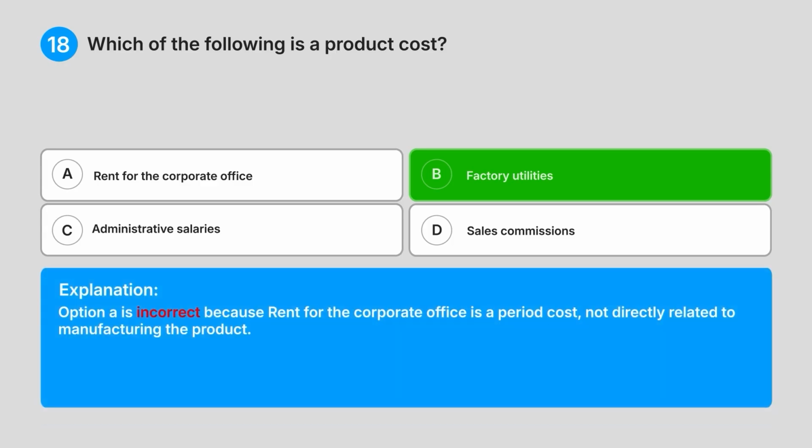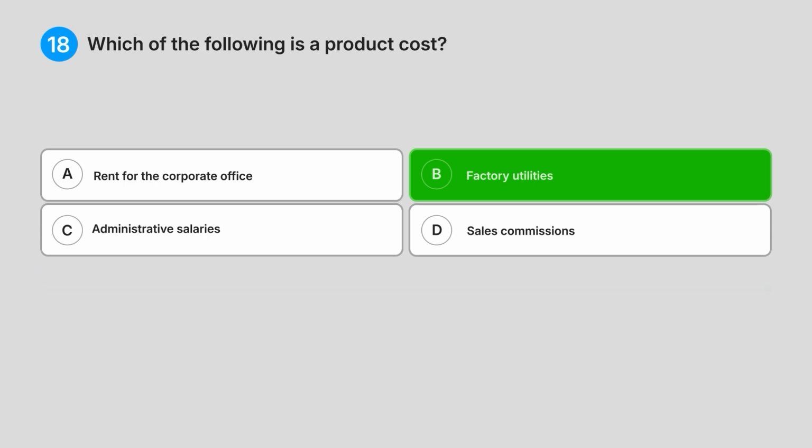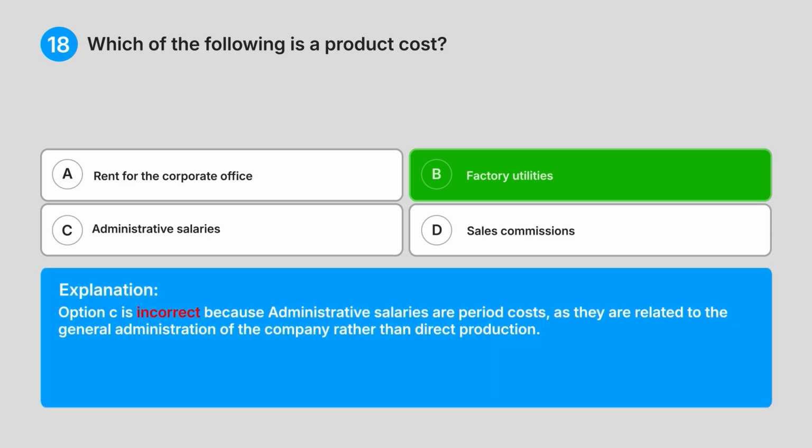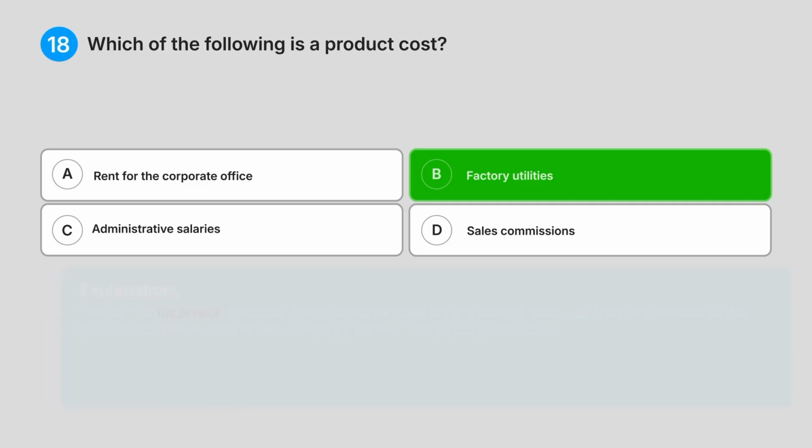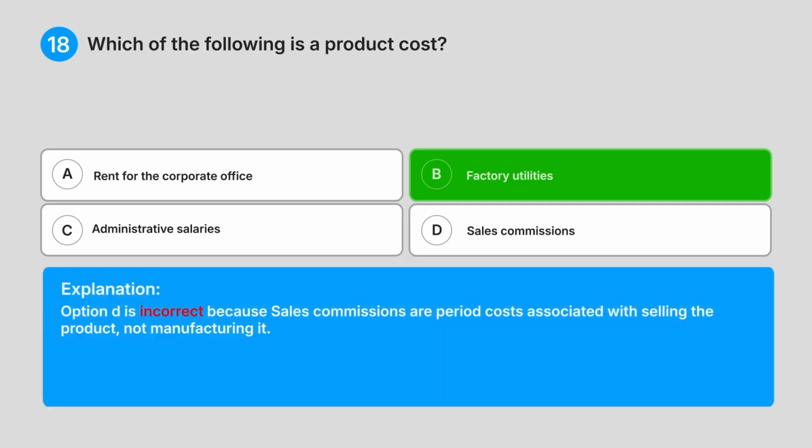Option A is incorrect because rent for the corporate office is a period cost, not directly related to manufacturing the product. Option C is incorrect because administrative salaries are period costs, as they are related to the general administration of the company rather than direct production. Option D is incorrect because sales commissions are period costs associated with selling the product, not manufacturing it.